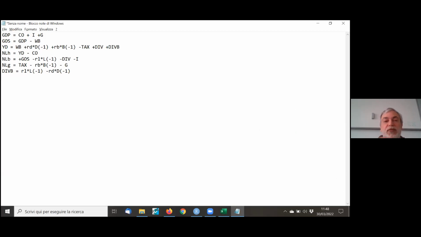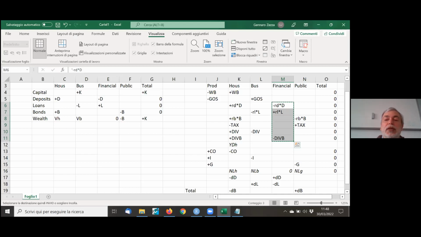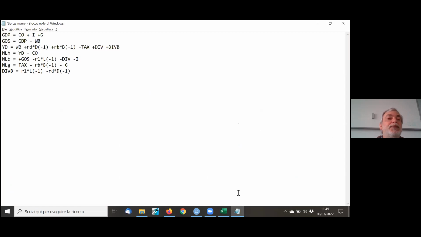And then we have the flow of funds. So the flow of funds tells us that the change in bonds demanded by households plus the change in deposits must equal the net lending. And given the structure of the model, unless we want to set a price for bonds, we can assume that the change in bonds issued is equal to the negative of the net lending of the government.